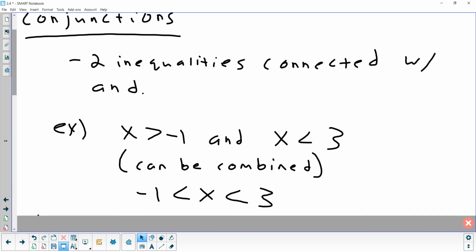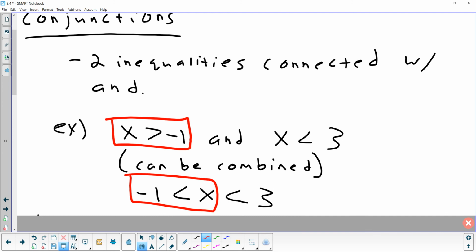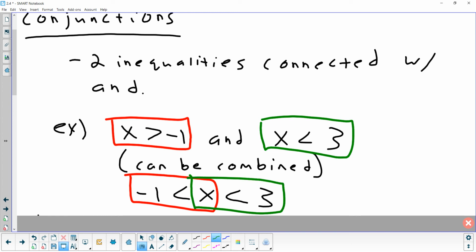You can put the variable in the middle, put the smaller number on the left, the bigger number on the right, and what I've written down below means exactly the same thing as what I had up above. And we can put a box around where each inequality is. Say x is greater than -1 is the red box. That's right here. I know it's written as -1 is less than x, but that's the same thing. It's exactly the same thing. And then this one, x is less than 3, is right there. So it combines those two inequalities into one.